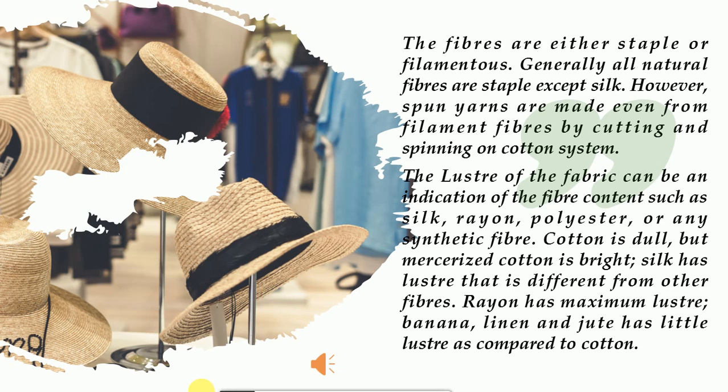The luster of the fabric can be an indication of the fiber content such as silk, rayon, polyester, or any synthetic fiber. Cotton is dull, but mercerized cotton is bright. Silk has luster that is different from other fibers. Rayon has maximum luster. Banana, linen and jute have little luster as compared to cotton.